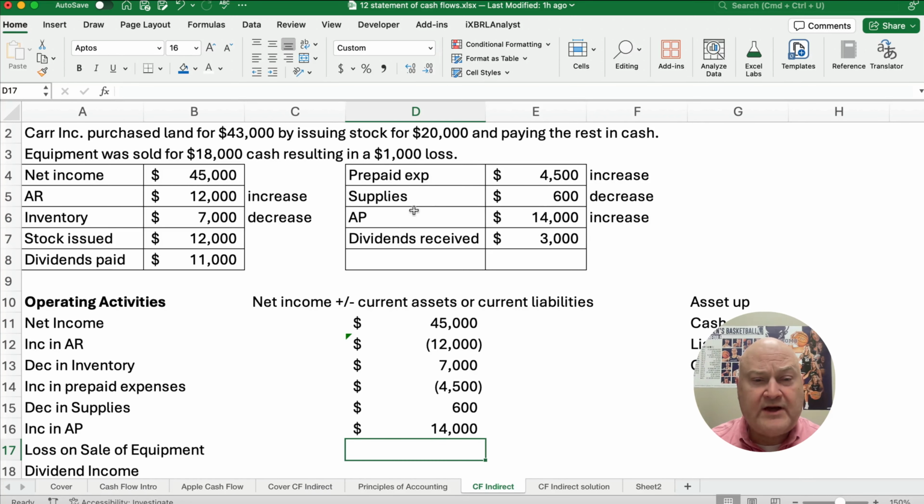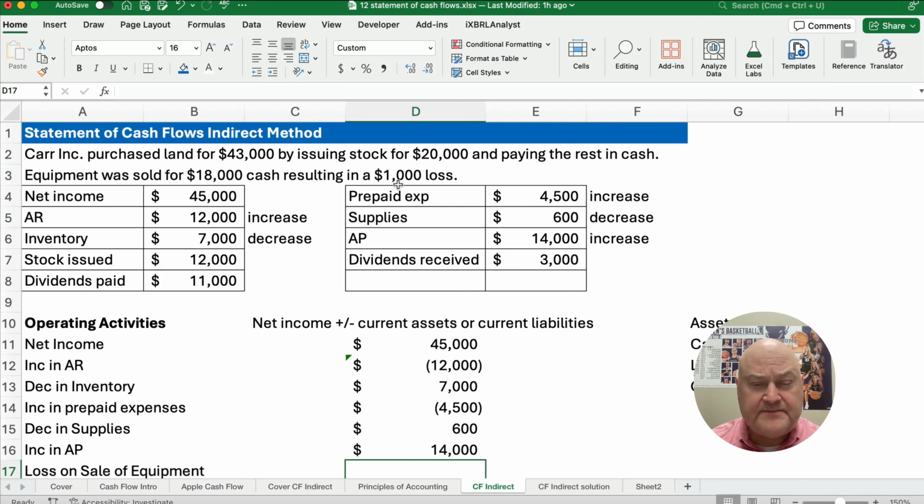Now, we have a loss on the sale of equipment. We sold equipment for $18,000 and then there's an additional $1,000 loss because originally the equipment is on our books at $19,000. Well, that $1,000 is not an expense, but it functions like an expense on the income statement. We already have included it here in the $45,000 net income, so we need to take a loss that's subtracted, and to get rid of it, we need to add it back.